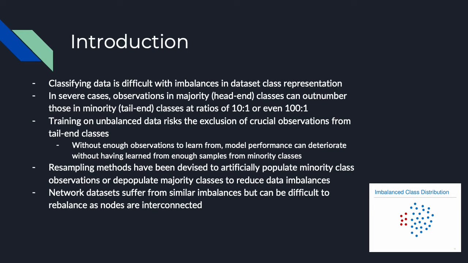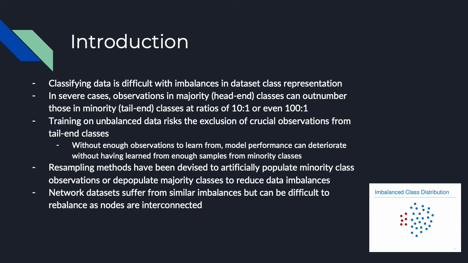Classifying data with machine learning classifiers can be difficult when training on imbalanced datasets. In some severe cases where minority class to majority class ratios are 1 to 10 or even 1 to 100, training on this data risks subpar classification performance due to fewer observations from the minority and oftentimes more important classes.